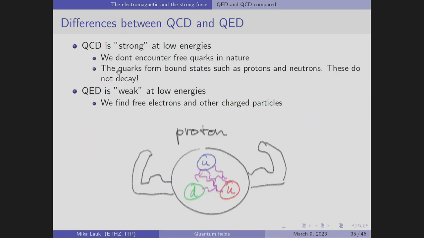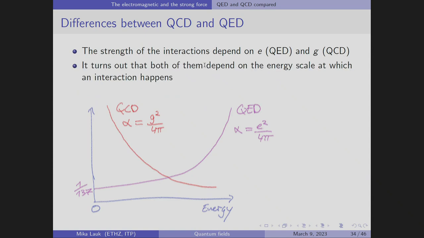And this is the reason quarks form bound states such as protons and neutrons, and they also don't decay, at least as far as we know. Yeah. Can you give a reference for what is considered low energy and high energy? So here, this is an energy of zero.